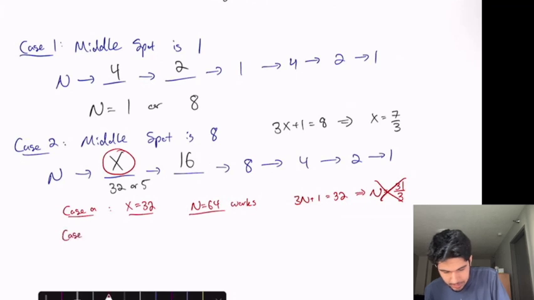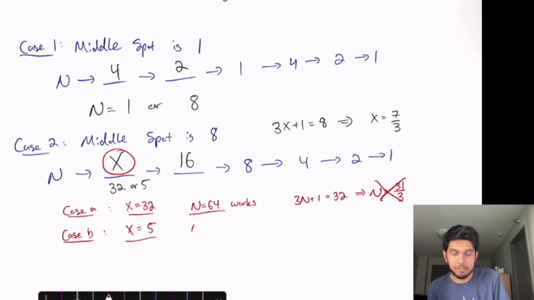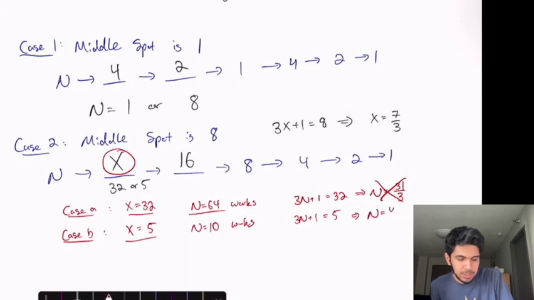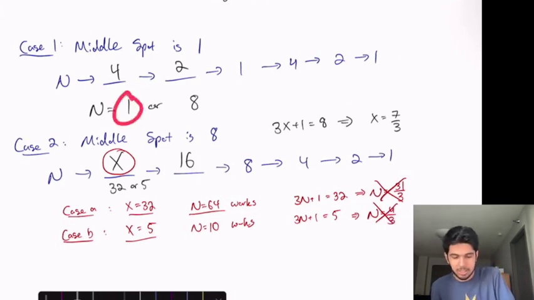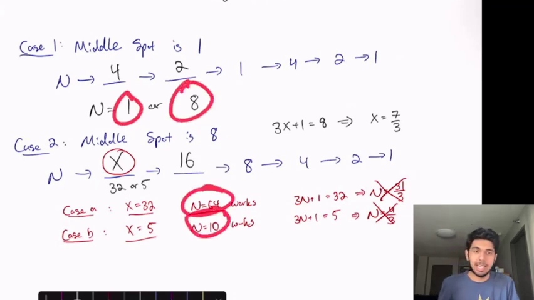Case B is when x equals 5. Then if n is even, n divided by 2 will equal 5, which means n equals 10 works. And otherwise, we would have 3n plus 1 equal 5, but then we would have n equals 4/3, which is not odd, so that case can't occur either. So we've figured out all values of n. We have 1, 8, 64, and 10.